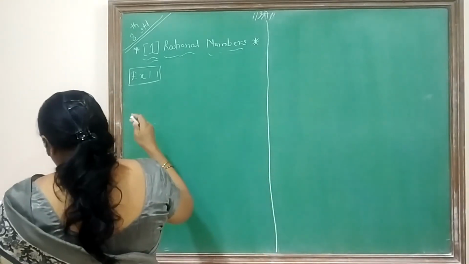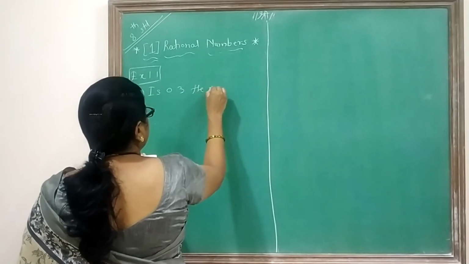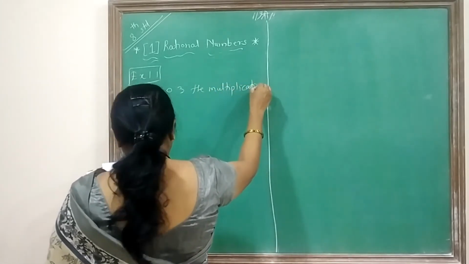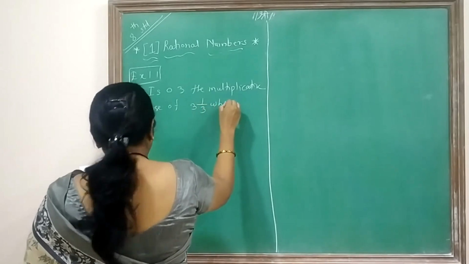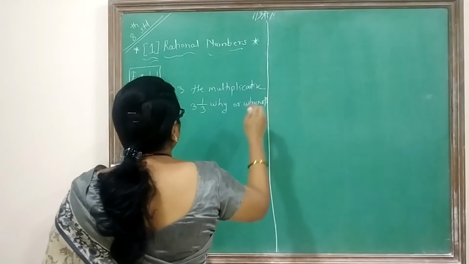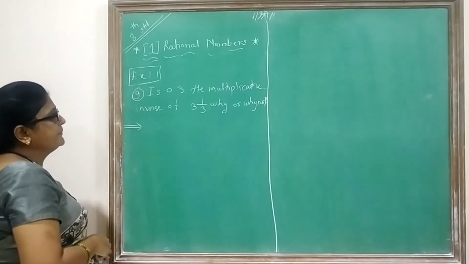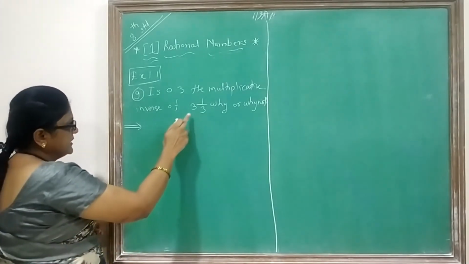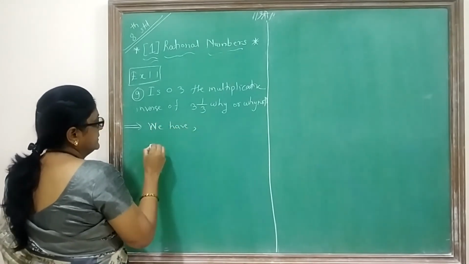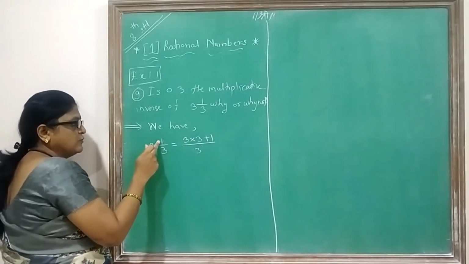Is 0.3 the multiplicative inverse of 3 1 by 3, yes or no? Same type of example. First we will convert into p upon q form. Then 3 1 by 3, we will write 3 into 3 plus 1, divided by 3. 3 multiplied by 3, plus 1, divided by this 3.